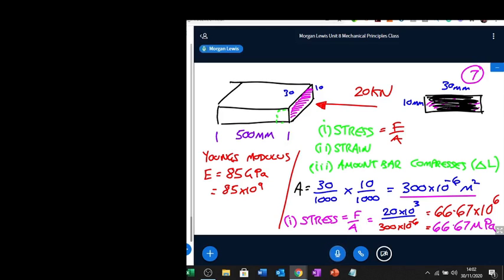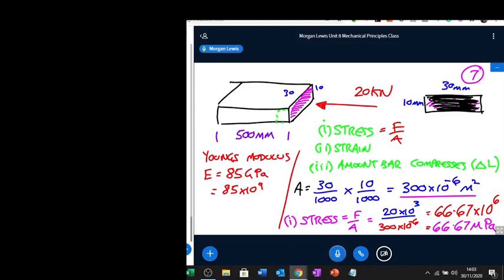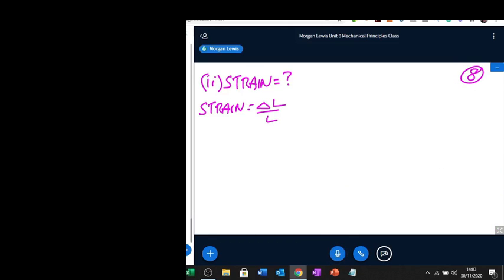Now then, number 2, we've got to work the strain out. Last time we did strain equals change in length over original length. Now, do we know the change in length in this question? No, we don't. We've got to find it in the end, but we don't know the change in length, so we can't use that formula.